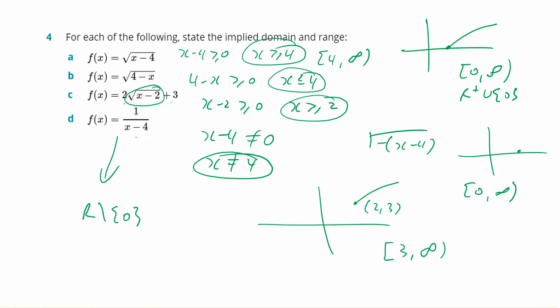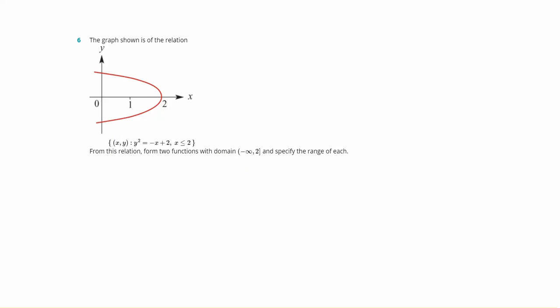When finding the implied domain, that's pretty straightforward. You don't need to draw the graph, but when you get to the range, you actually sort of need to visualize what the graph looks like. I encourage everyone to practice visualizing because it will make a big difference in your understanding.